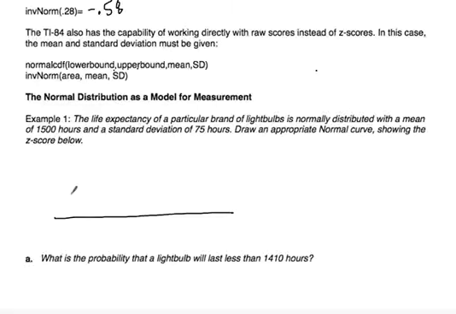So you would have your line, you'd have your normal curve. It tells you that you have a mean of 1,500 hours, so in the center you'd have 1,500. And then it tells you have a standard deviation of 75 hours. So on this side you have one standard deviation, which would be at 1,575.